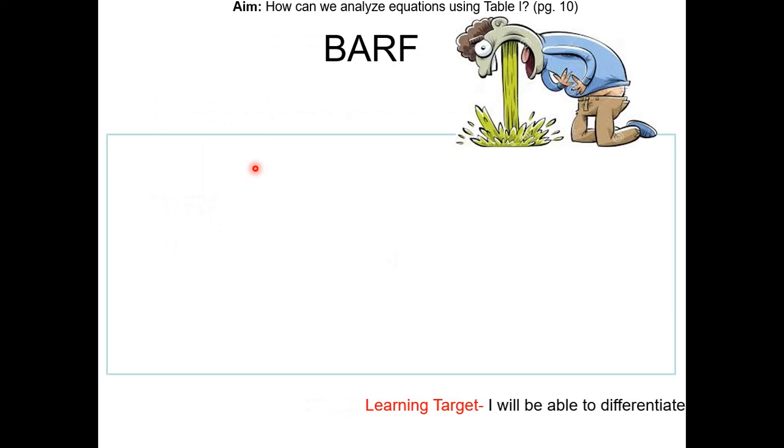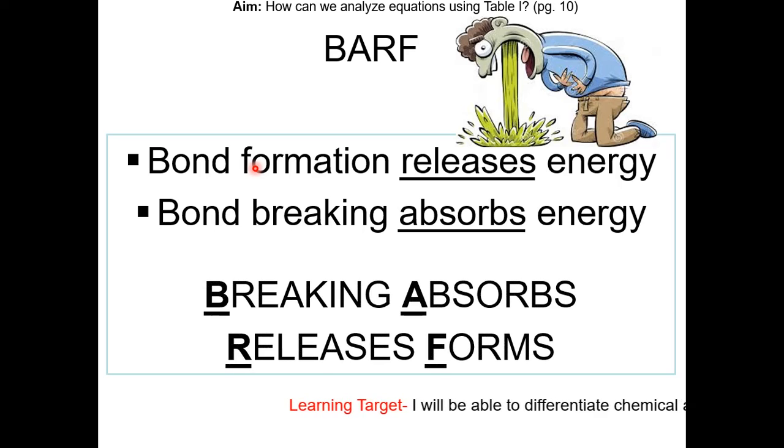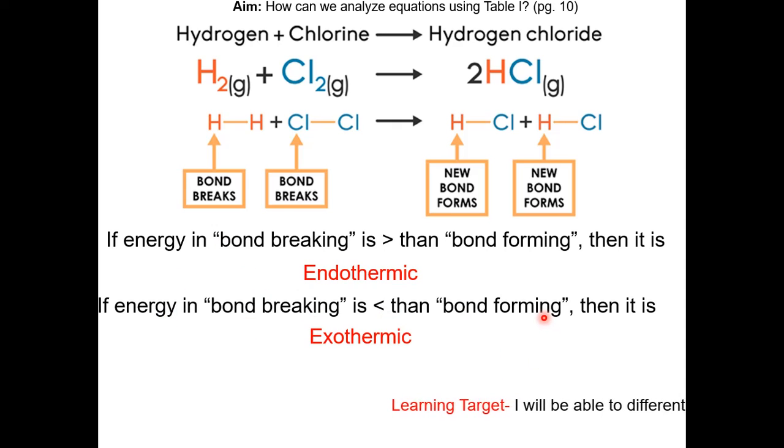This is review from Unit 5. Breaking a bond or attraction absorbs energy. Forming a bond or attraction releases energy. In a chemical reaction, there's a bond breaking and bond forming step. If the energy involved in bond breaking is greater than bond forming, it is an endothermic process. If the energy involved in bond breaking is less than bond forming, then it is an exothermic process.